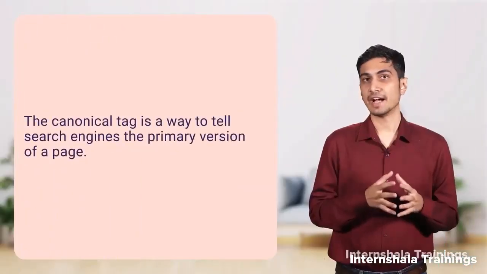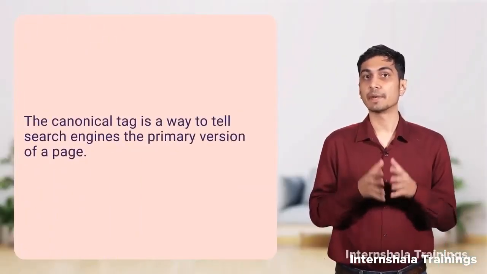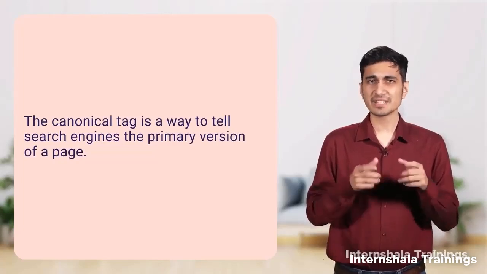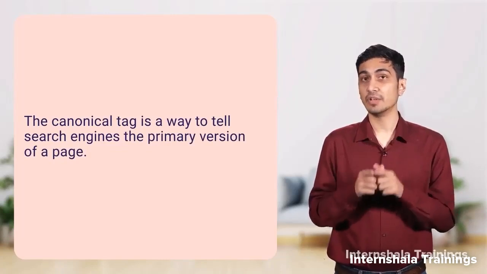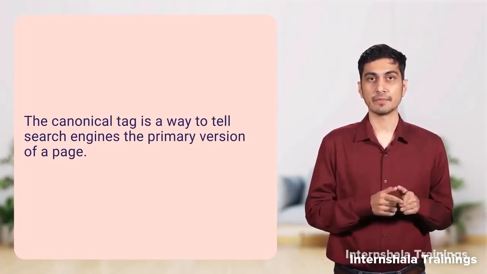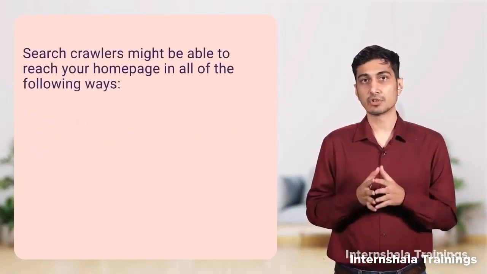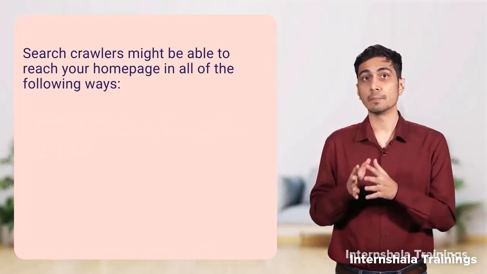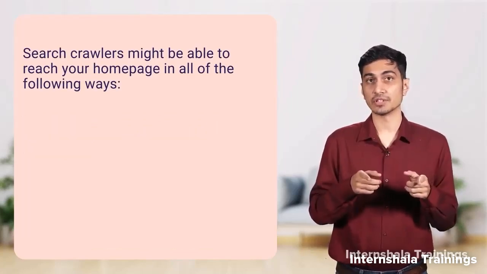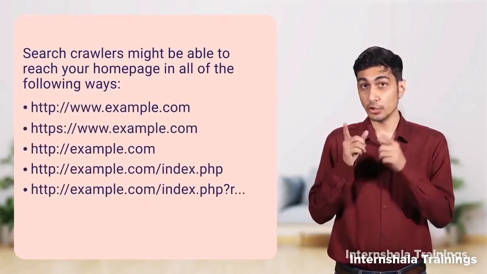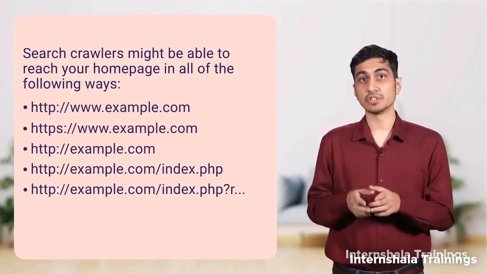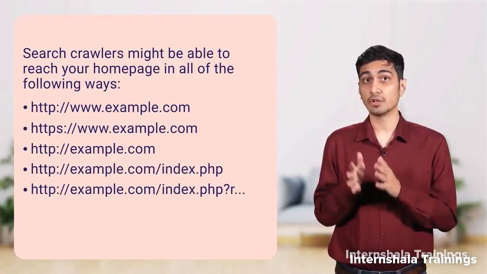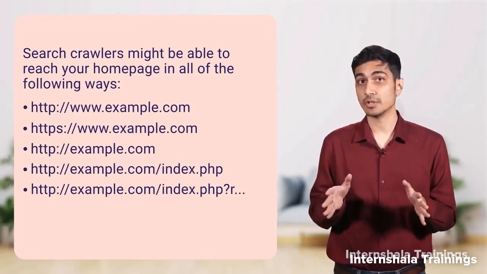The canonical tag is a way to tell search engines the primary version of a page. Let us understand this in greater detail. For search engines, every unique URL is a separate page. For example, search crawlers might be able to reach your homepage in all of the ways shown on the screen. To a human, all of these URLs would represent a single page. To a search crawler though, every single one of these URLs is a unique page.